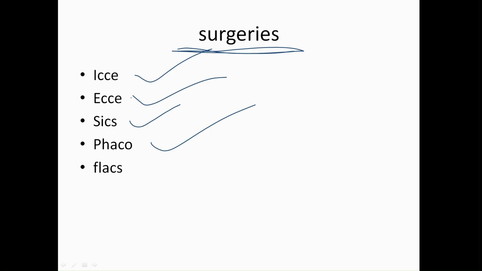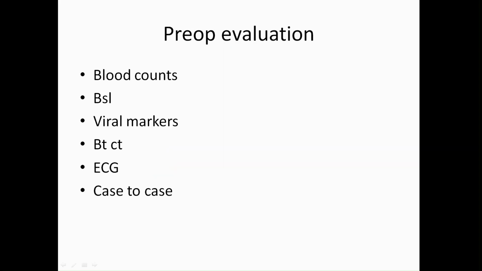which is known as intraocular lens, posterior chamber intraocular lens, PCIOL, is placed in its position and the patient gets a very good result. And then you have FLACS, which is femto laser assisted cataract surgery.